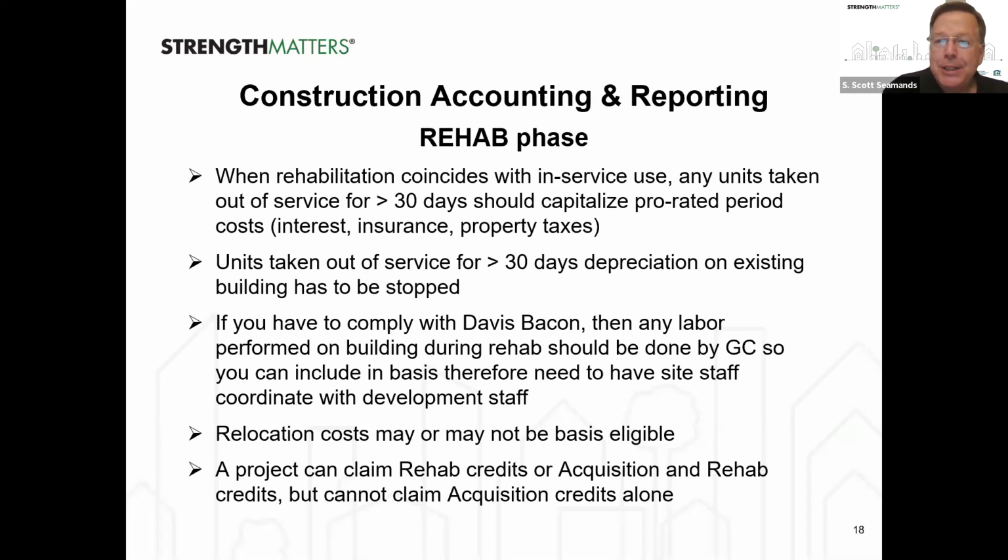So clearly that's going to be a very time-consuming effort if the units are not taken out of service for very long. So this is kind of a rule of thumb. It's not a written rule or a law or anything, but I use a rule of thumb that if the units are not taken out of service for more than 30 days, it's probably not worth going through the exercise of trying to allocate some portion of the period costs to building or property and equipment to capitalize it, because it's such a small number anyway, less than a month. So for those 2-week rolling rehab things where units are in and out of service for 2 weeks, I tend to just ignore the fact that there probably could have been some interest capitalized for 2 weeks, but it's probably just not enough to make it worth the effort of doing the calculation.